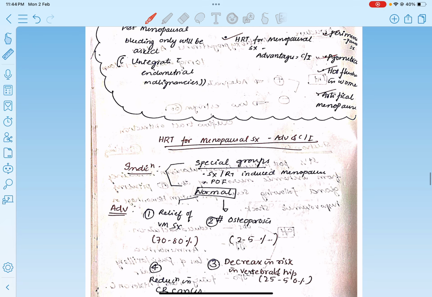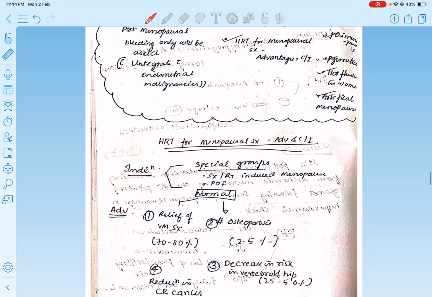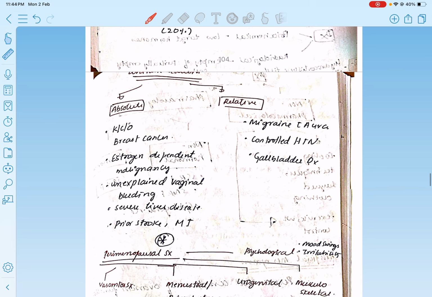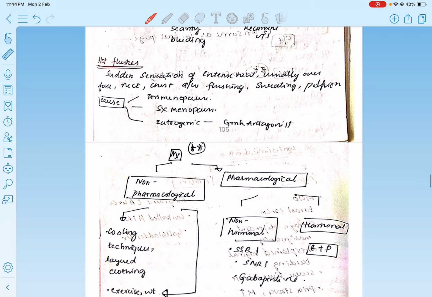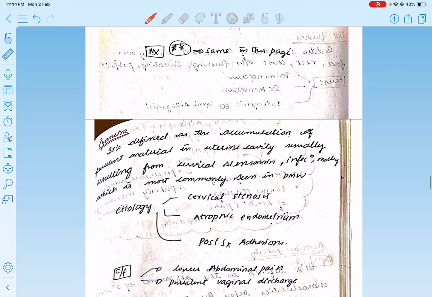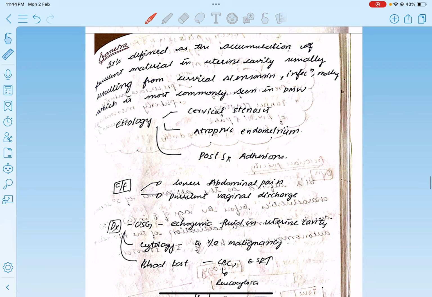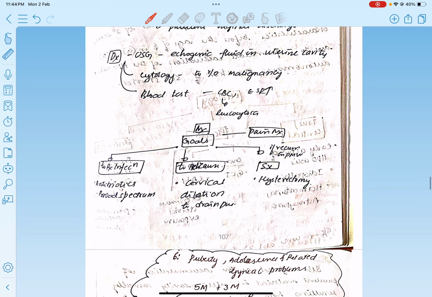Again, menopause is an easy thing. I am not discussing anything in detail, because if you read it, you will understand. Okay. Again, pyometra is something where you have pus. Okay.